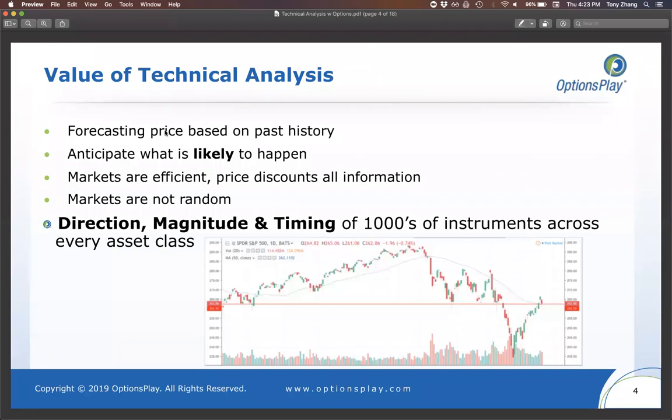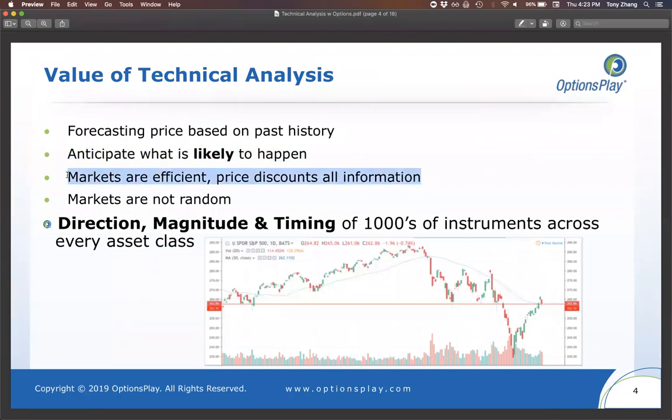So number 1, technical analysis allows you to forecast price based on the past history. So it's looking at what's happened in the past, and believing that history may not repeat itself, but it rhymes, and taking a look at those rhythms and seeing how we can project what price will look like in the future. And this allows us to anticipate what is likely going to happen in the future. It's not a crystal ball, it's not guaranteed, but it gives us a sense for what is likely going to happen, or a template for what is likely going to happen.